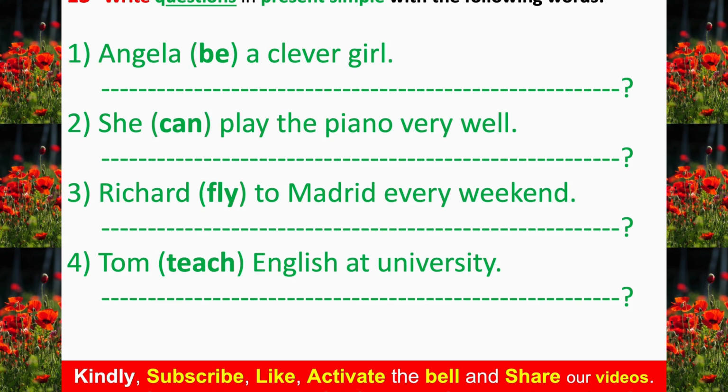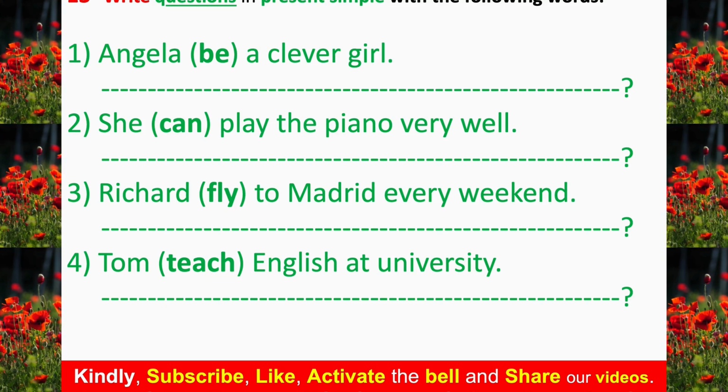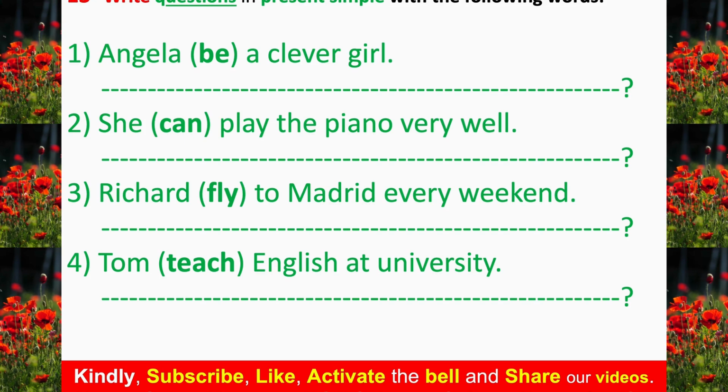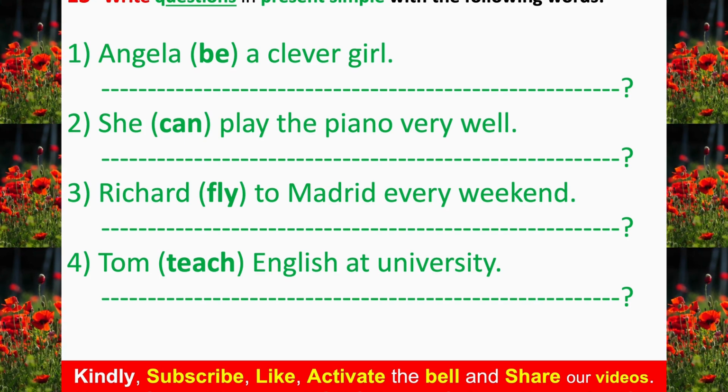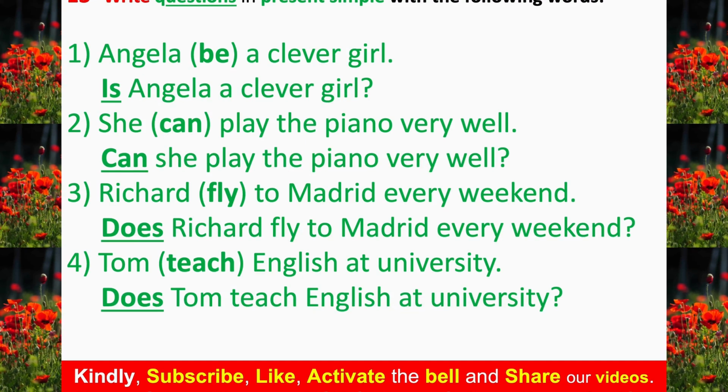In number 13, we are going to make a question. So as we said before, with verb to be, we need to put just the verb first. So here we are not going to use WH words. So Angela, be a clever girl. So is Angela a clever girl? And with can, we said that we can ask the question just with can. Can she play the piano very well? Let's see the answers. So, is Angela a clever girl? Can she play the piano very well?